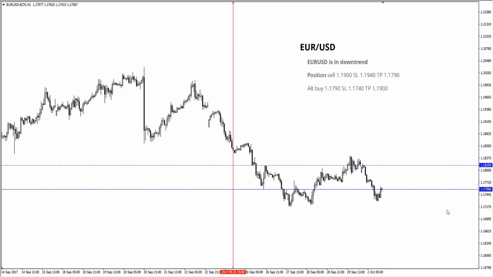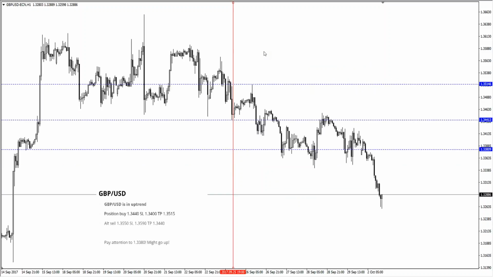Because of that, now the trend has changed in euro dollar. Intra-week trend has changed, so we can also take some nice short setup that I prepared today. Then pound dollar was in uptrend.